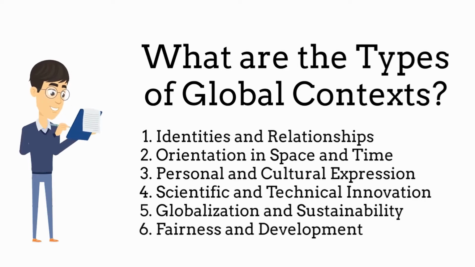But what exactly does each global context mean? Well, identities and relationships explores identity, beliefs, values, relationships, and the forms of help. Orientation in space and time explores where we are in place and time. Personal and cultural expression explores how we express ourselves. Scientific and technical innovation explores how the world works, including an inquiry into the natural world and its laws. Globalization and sustainability explores how we organize ourselves, an inquiry into the interconnectedness of human-made systems and communities, and fairness and development explores how we share our planet. In other words, how we share the limited resources on Earth with other people and other living things.